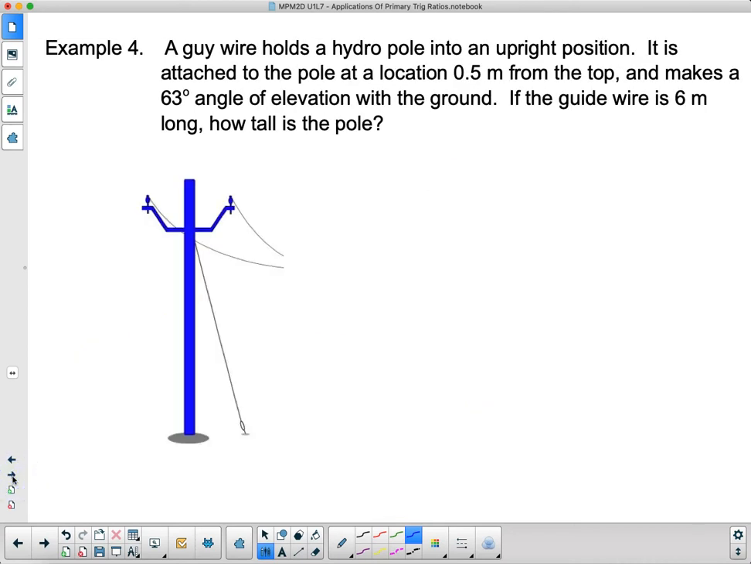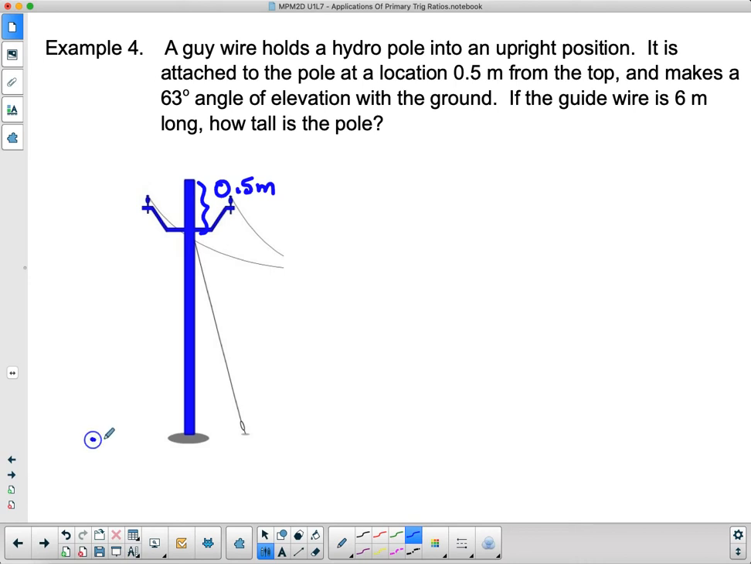Okay, so here's another one. This says a guy wire holds a hydro pole in an upright position. So this thing here is what we mean by guy wire. It is attached to a pole at a location 0.5 meters from the top. So we're saying that this here is 0.5 meters and makes an angle of 63 degrees with the ground.